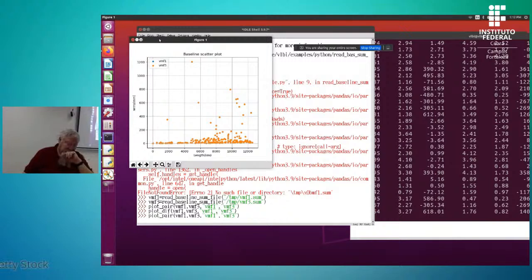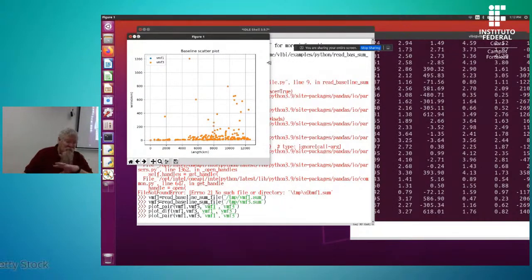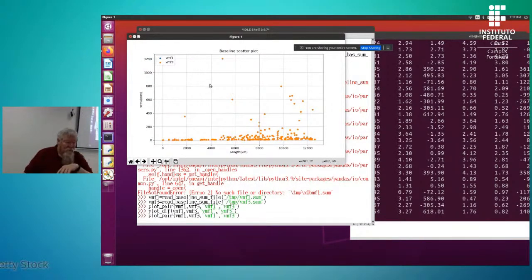To see what those points are, I need to do some investigating. As soon as we're done with this little Python example, I'll do the investigating. But I first want to make sure that you all are able to read this in and do the plot. Okay?